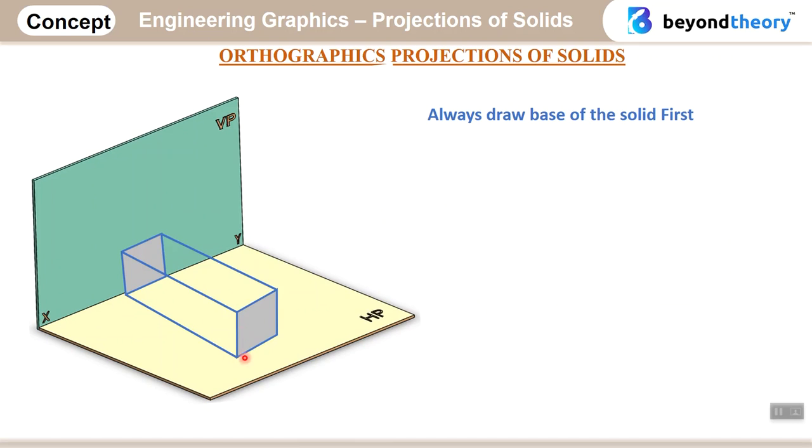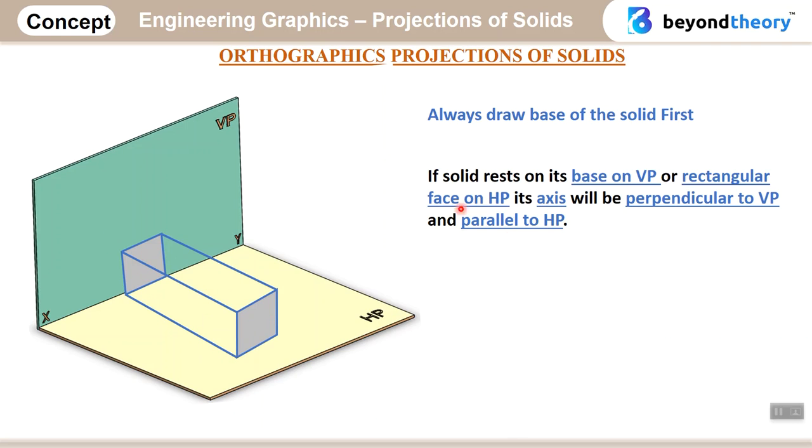Next, assume that we have a solid that is resting in this manner. In the previous case, the solid was resting on its base on HP. Here we can say that the solid is resting on its base on VP. Or in another manner, we can say that it is resting on its rectangular face on HP. Here you can see that the axis is now perpendicular to VP and parallel to HP. So from this, we can understand whenever a solid is resting on its base on VP, its axis will be perpendicular to VP and parallel to HP.